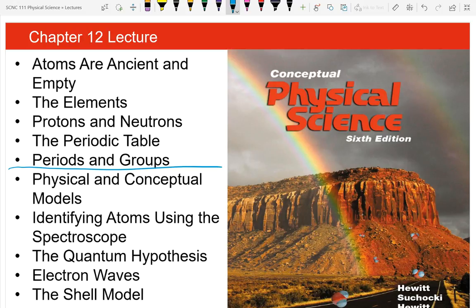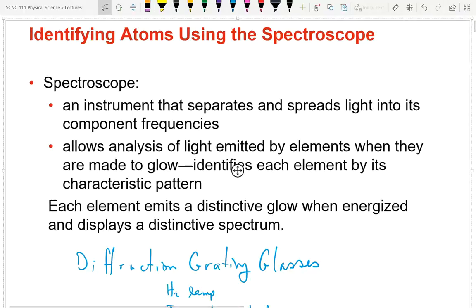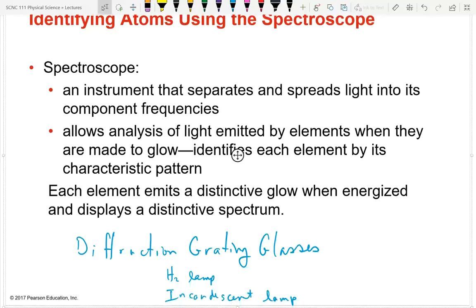We're going to finish up talking about the atom and then go to nuclear physics, which is actually more about the atom. So where we've covered so far is talking about the periodic table, the periods and groups down to that point. So we're going to start talking about identifying atoms using the spectroscope. So I'm going to start first off by doing this.